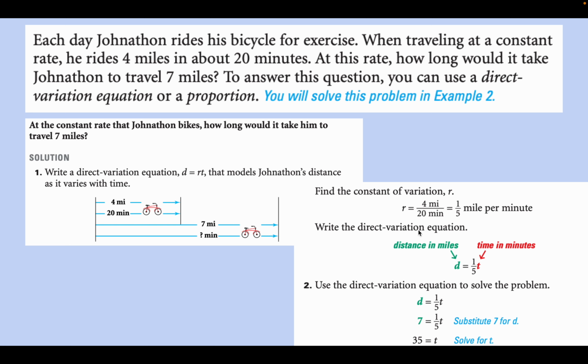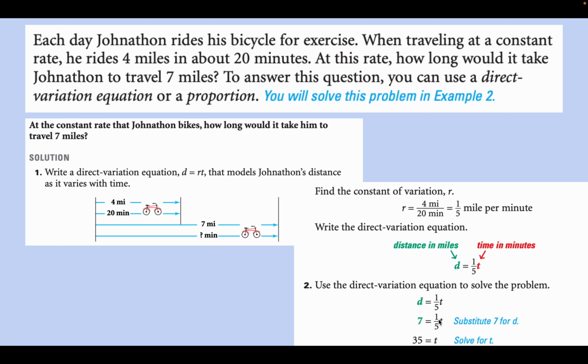And then when we put this into the direct variation equation, in place of r, so we're substituting here, d equals 1/5t. And by using this, we can solve for this rate right here, because we know the distance, but we don't know the time. So we can input 7, the distance that we know, into this equation. So 7 equals 1/5t.